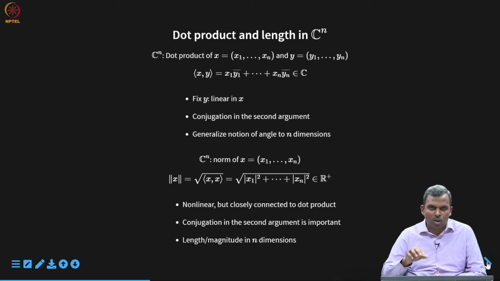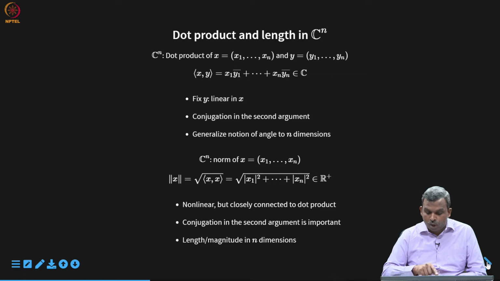Once again, this is non-linear. I don't want to skip that point. It's non-linear, and the result of the norm, what you get when you evaluate the norm for a vector, is a non-negative real number. It's not a complex number. The inner product is complex, but when you take the inner product of a vector with itself, you get a real number, and when you take the square root, you get a positive square root. So you have a positive real number.